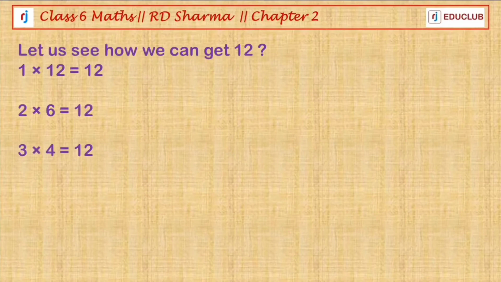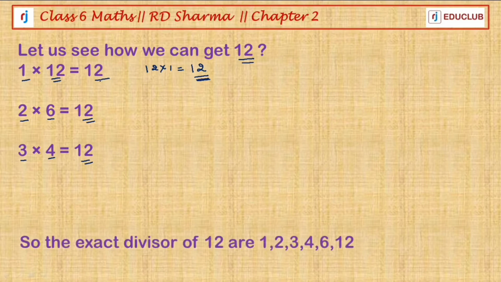Now, let us see how we get 12. Number 12, how do we get it? We can get 12 by multiplying 1 into 12. 2 and 6 when we multiply, we also get 12. When we multiply 3 and 4, we also get 12. If we reverse the numbers, the multiplication is the same, so no need to check the reverse multiplication. So we can see these are the numbers giving us the result 12.